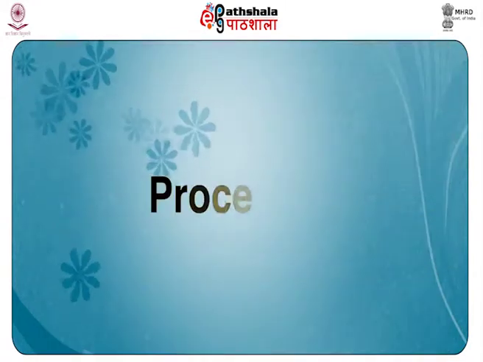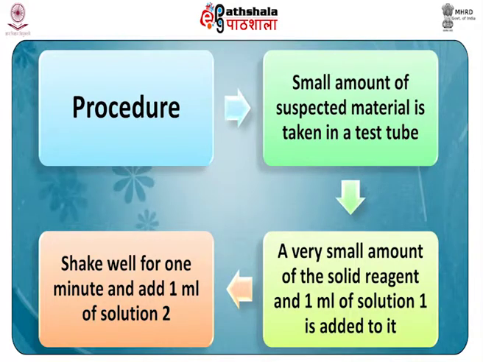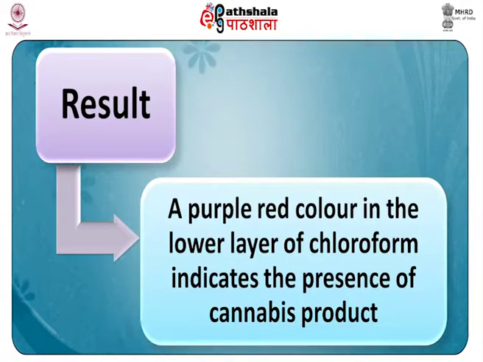Procedure: a small amount of suspected material is taken in a test tube. A very small amount of the solid reagent and 1 ml of solution 1 is added to it. Shake well for 1 minute and add 1 ml of solution 2. Shake the test tube for 2 minutes and allow it to stand for 2 minutes. A purple-red color in the lower layer of the chloroform indicates the positive result of the presence of cannabis product.